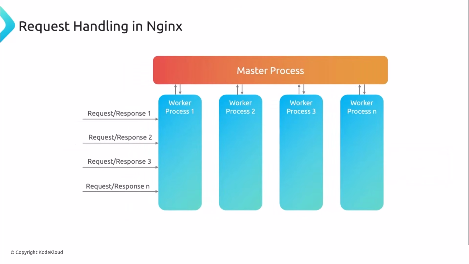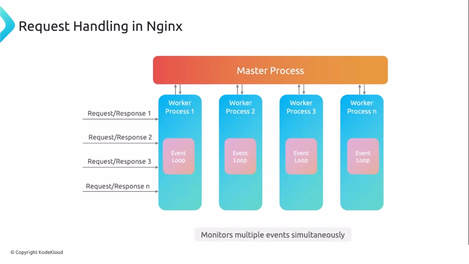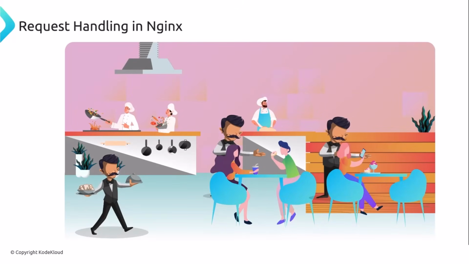If it's a busy restaurant, we want a few chefs, but we also need a few waiters to take orders quickly. Each worker process, again, each chef in our example, uses an event loop to manage incoming connections. In other words, each chef has its own assigned waiter. The event loop monitors multiple events simultaneously, such as new connections, requests, and data availability, and then processes them as they occur. So now our restaurant has many chefs or worker processes, each with an event loop or waiter to be able to handle multiple requests at a time.